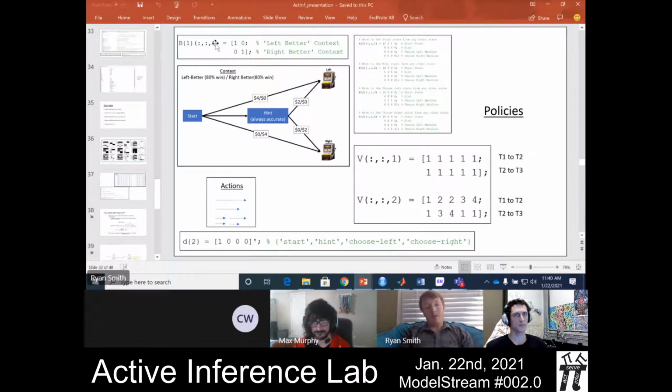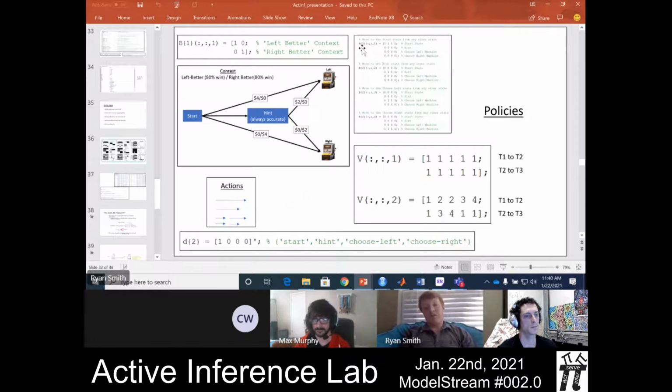That's because the third dimension defines the number label for the action. So this is saying there's only one action for state factor 1, and it's an identity matrix, which just means that within a trial it's going to stay in the left-better context the whole trial. After they take the hint, it's not going to switch on them. If you start in the left-better one, you're going to stay in the left-better one the whole trial. And that's it.